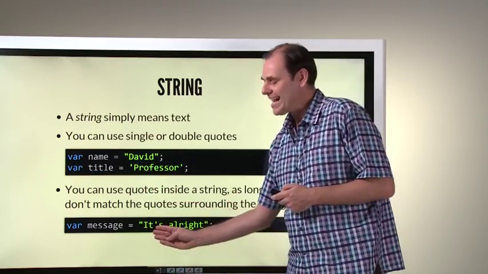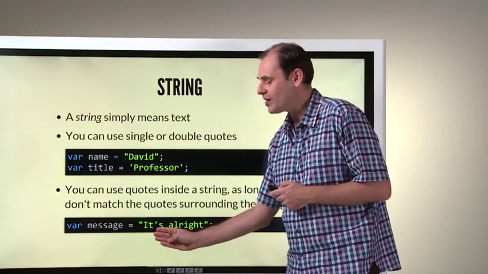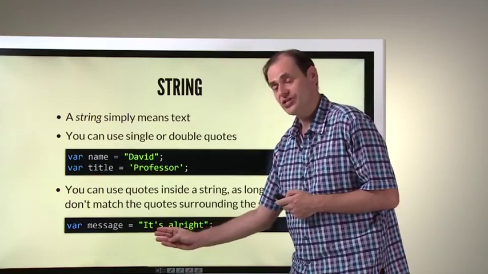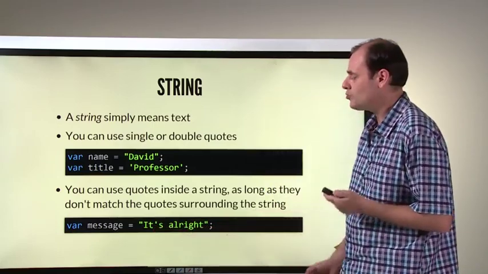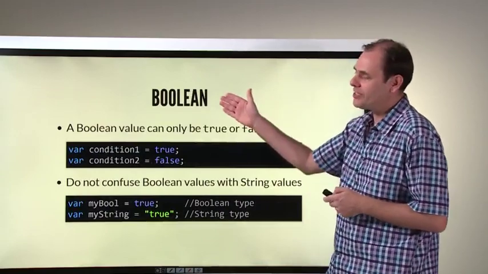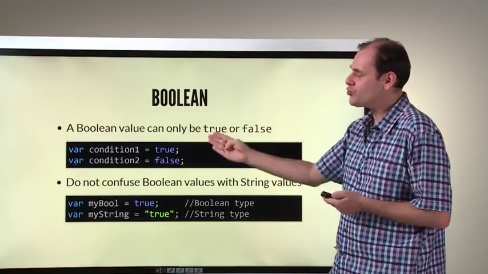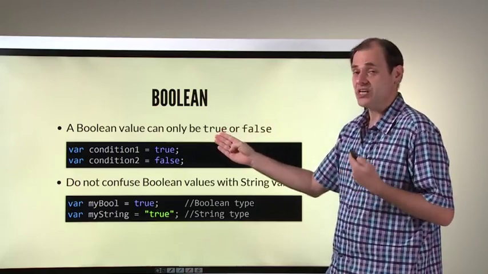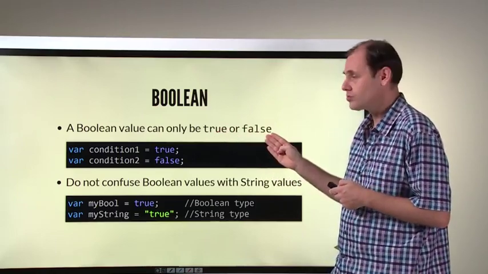That means we can use the other type of speech mark in the middle. Okay, double speech mark on the outside, so you can use the single speech mark inside it, no problem at all. Now the third type we're looking at is Boolean. So Boolean is basically true or false. It's not text, it's the concept, the idea of true or false.